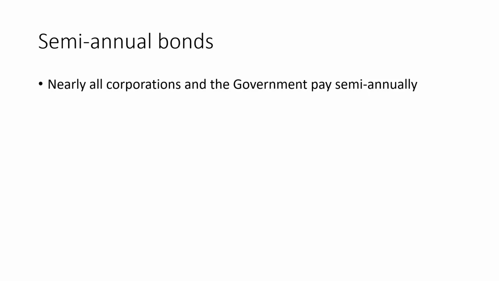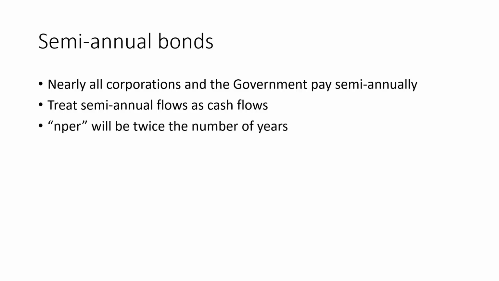In reality, all corporations and governments pay coupons semi-annually. We need to treat these as semi-annual cash flows, and make sure that the yield to maturity and coupon rate are adjusted accordingly. So now we will have to tweak our time value of money equation. In other words, the annual payments will be divided by half, even though the coupon rate is annual.